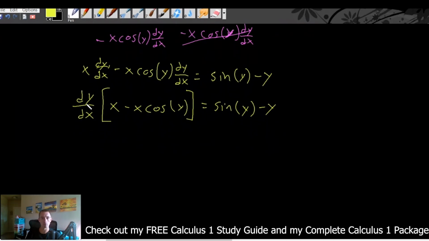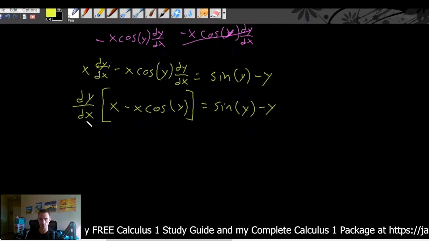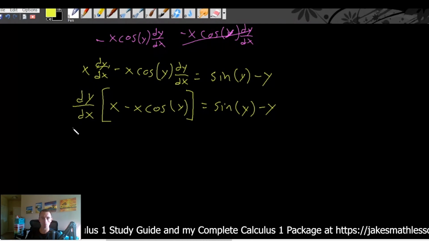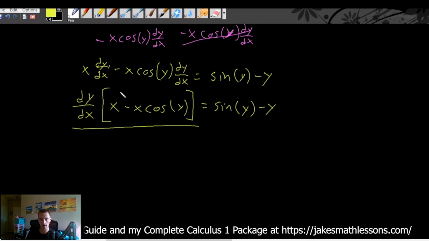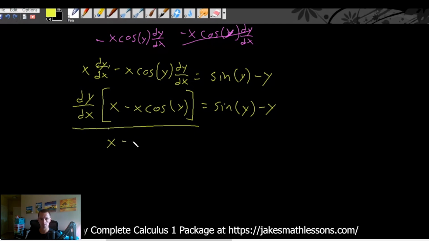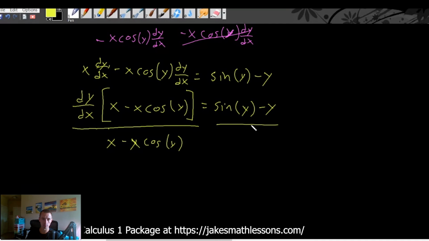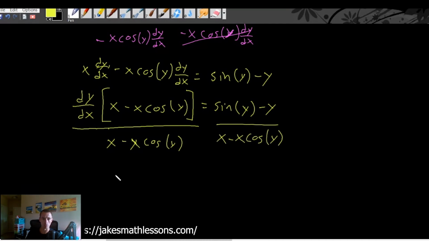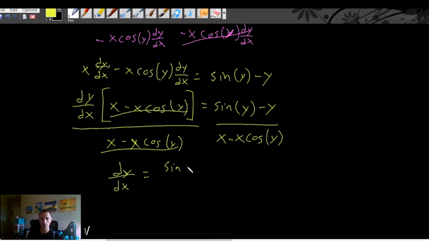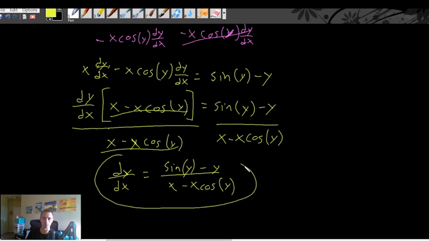And then now that we only have a single dy dx term, and that's the thing we're trying to solve for, to get that by itself, all we have to do is divide by everything within the brackets here. And of course, whatever we do to one side of the equation, we need to do to the other side as well. So dy dx is going to equal sine of y minus y all over x minus x cosine of y. And that's going to be it for that example.